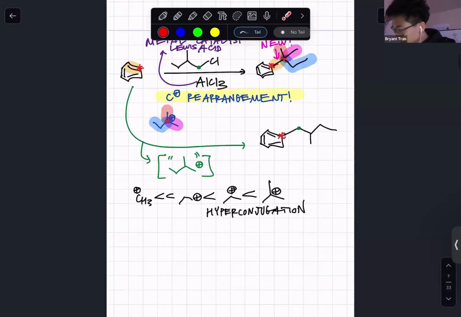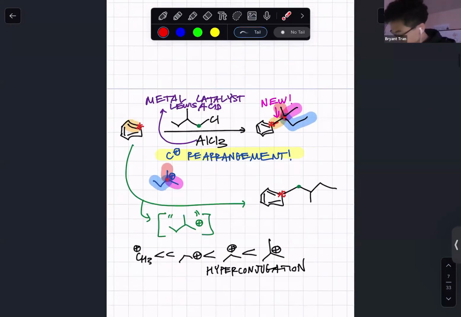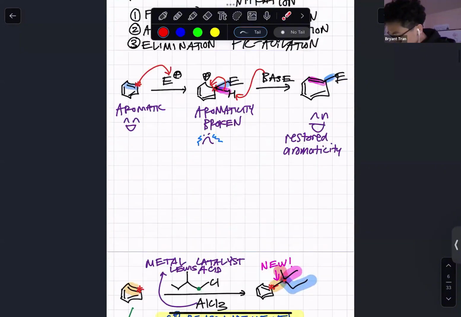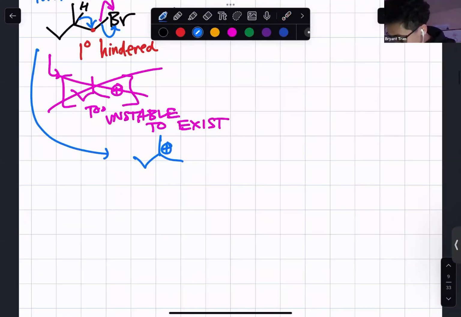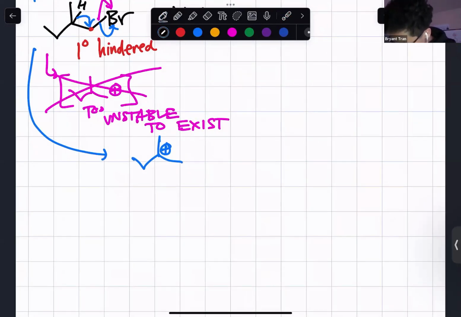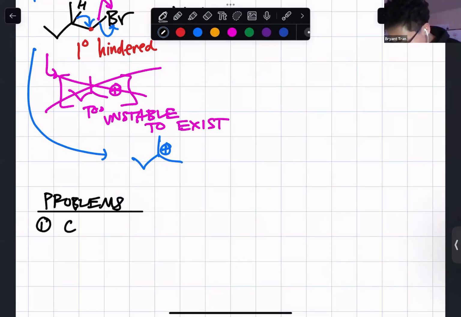Okay, so now let us go over the problems with Friedel-Crafts alkylation. Problems. There's two big ones I want you guys to know. Number one is the one that we just went over.